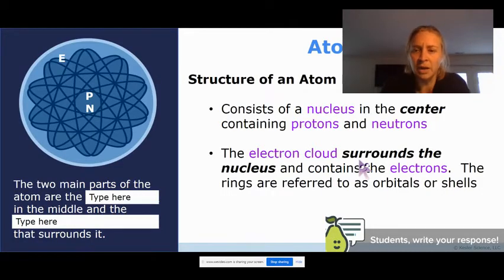The structure of our atom consists of the nucleus in the center and an electron cloud. So we have the nucleus here, and then everything around this is the electron cloud. And within that nucleus, we have the protons and neutrons, with the electrons moving all around, creating that electron cloud. You'll learn more about the atomic model and the history of how it's changed when we get into our chemistry unit.